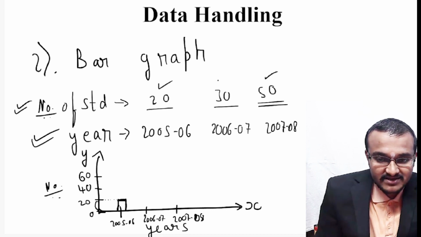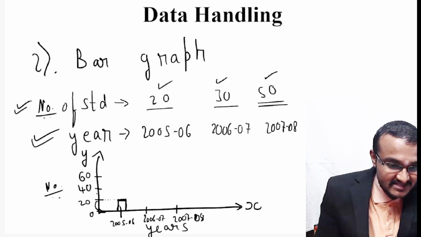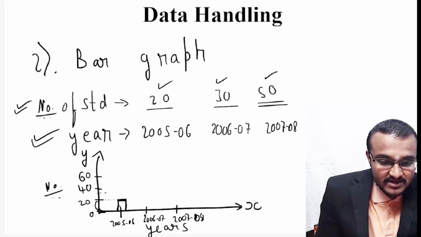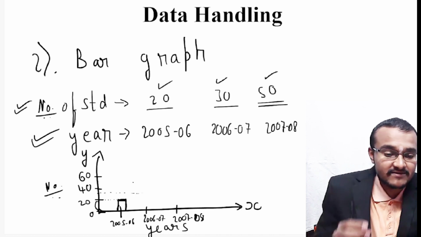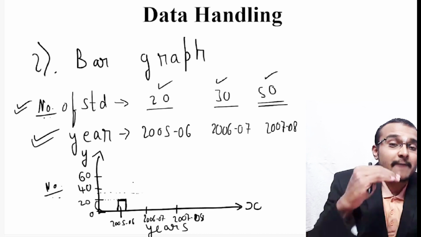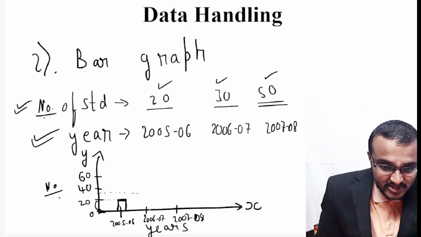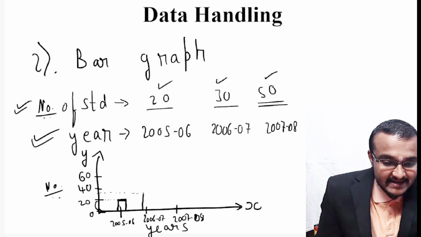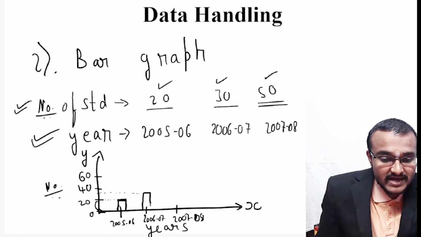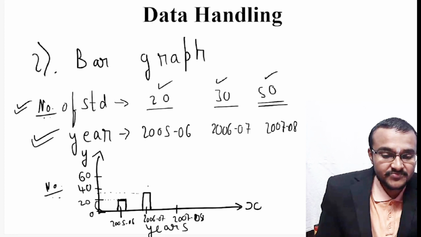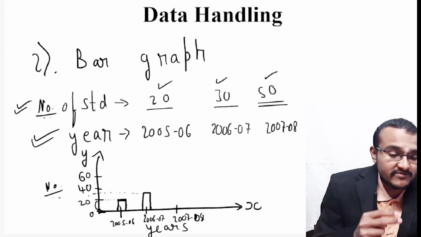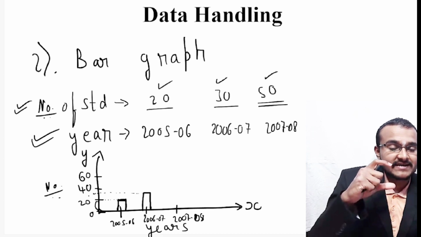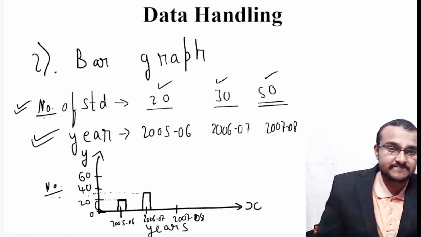Similarly, in 2006 to 2007, 30 students got admitted. 30 means it is in between 20 and 40. So somewhere here, just draw a perpendicular line from this 30 point. So the height of the second rectangular bar is up to 30. In this 2006 to 2007, you should make that point in the middle and draw a rectangle with height equal to 30 units, because in between 20 and 40 it will be 30. So that bar will have height till 30.